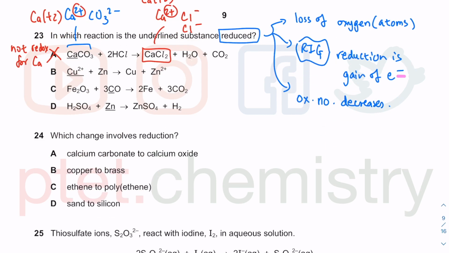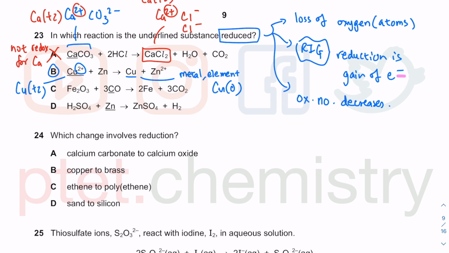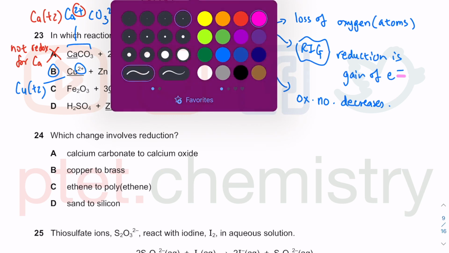Second one, copper +2, because you have copper 2+, and then you have copper metal. This is a metal, an element. It has no charge. It's not an ion. This is copper 0. Plus 2 becoming copper 0. There's a decrease in oxidation number, and therefore this must be reduction of the copper. Having done that, we know the other two are definitely wrong.